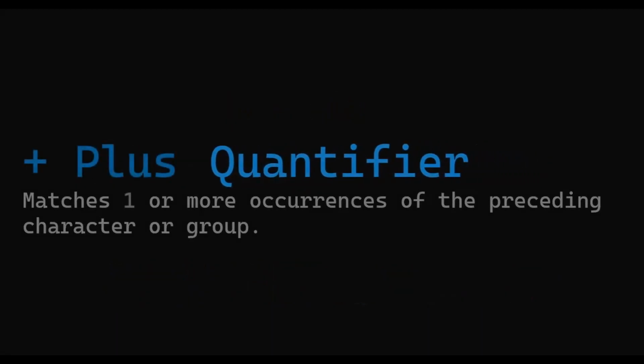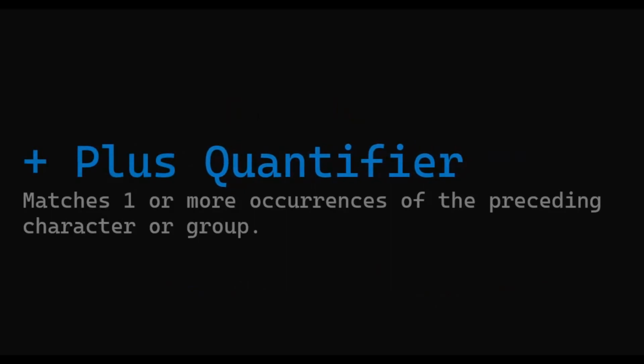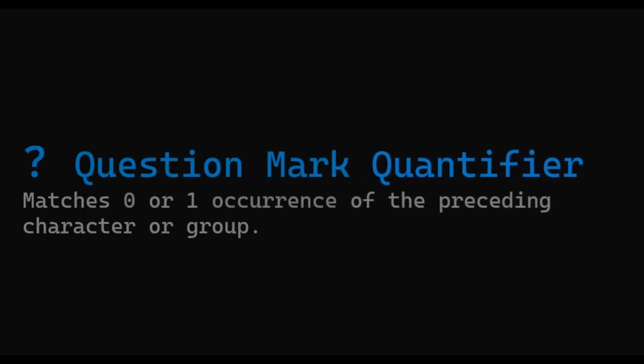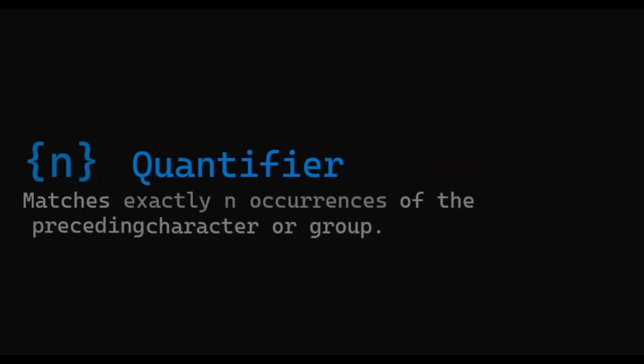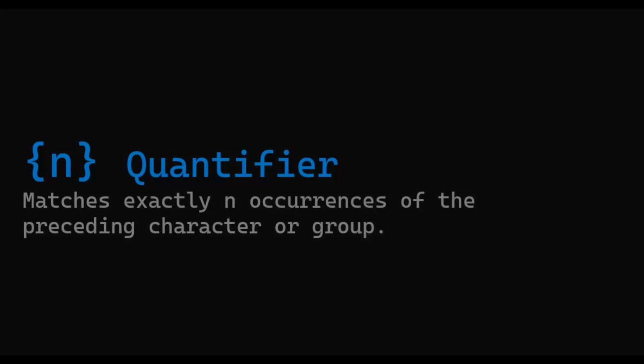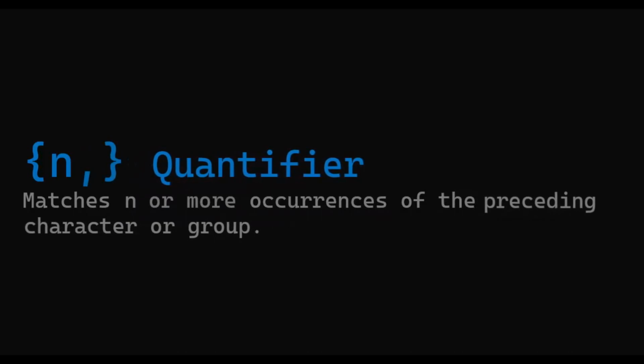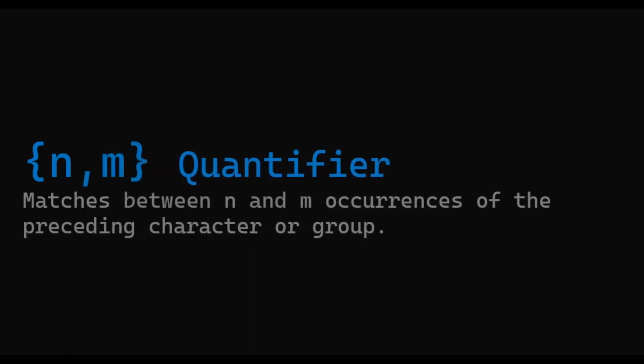The plus quantifier matches 1 or more occurrences of the preceding character or group. The question mark quantifier matches 0 or 1 occurrence of the preceding character or group. In second brackets, if we put n, it matches exactly n occurrences of the preceding character or group, and followed by n comma, which matches n or more occurrences of the preceding character or group. N comma m quantifier. This quantifier matches between n and m occurrences of the preceding characters or group.